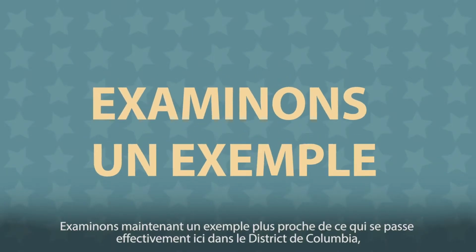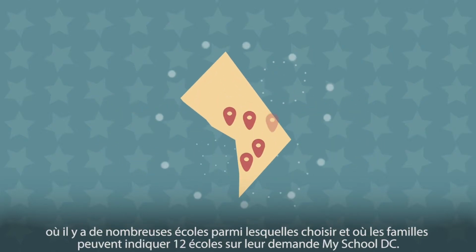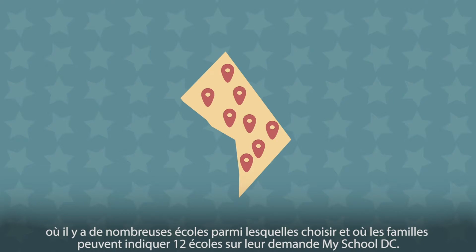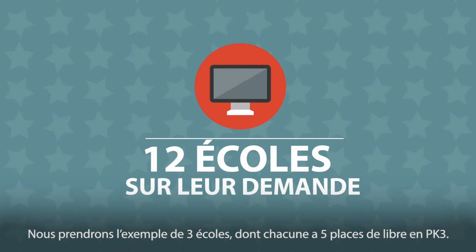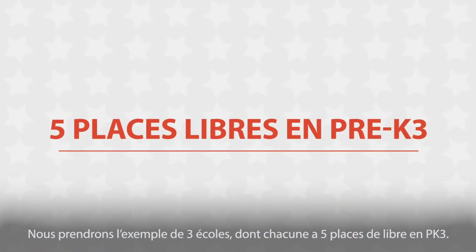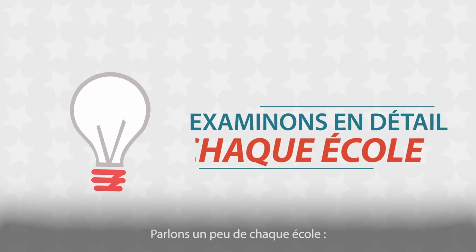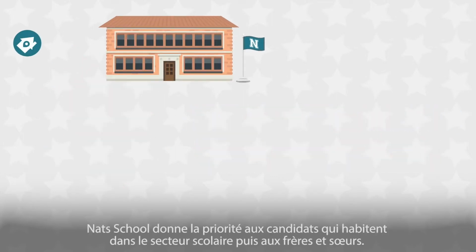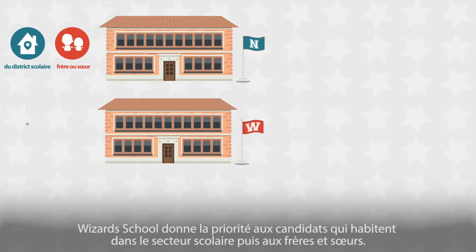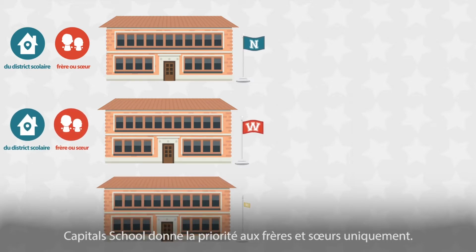Now, let's look at an example that is more similar to what actually happens here in the District of Columbia, where there are many schools to choose from and where families can list up to 12 schools on their My School DC application. We'll look at 3 schools, each with 5 open seats in pre-K 3. Let's learn a little bit about each school. Nat's School gives priority to applicants who reside in the school's boundary and then to siblings. Wizard School gives priority to applicants who reside in the school's boundary and then to siblings. Capitals School gives priority to siblings only.